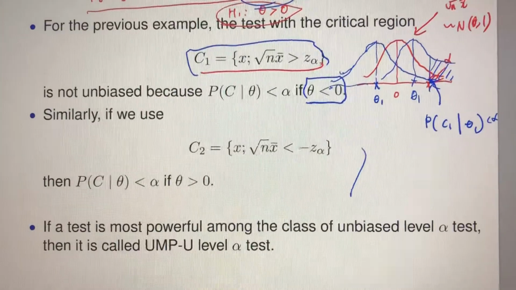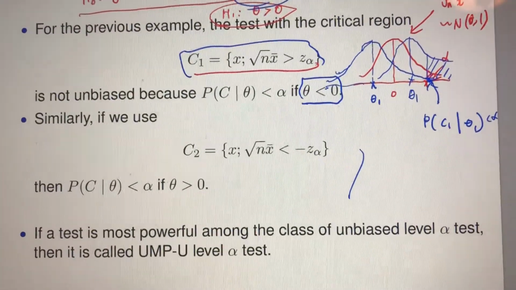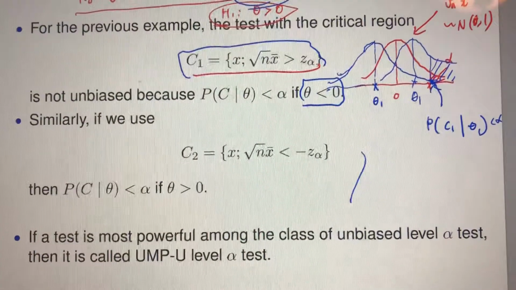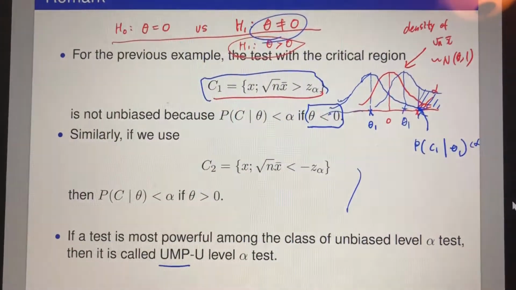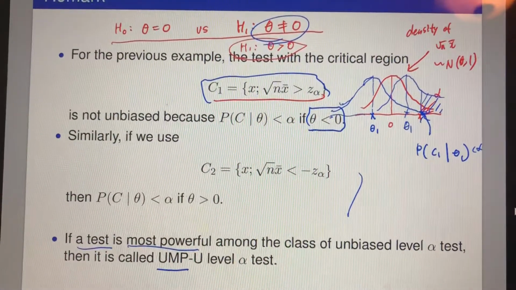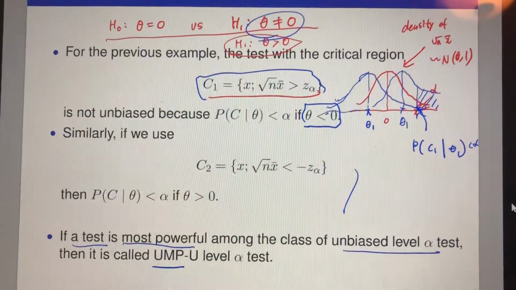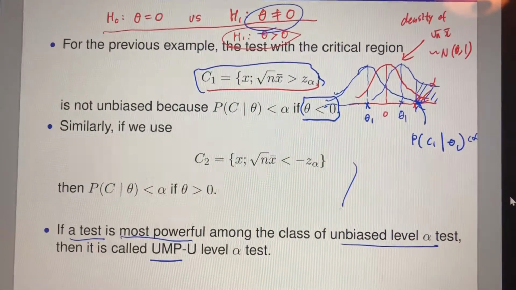This unbiasedness condition is a reasonable condition that we want. So if a test is most powerful among the class of unbiased level alpha tests, it is called a UMP-U level alpha test.